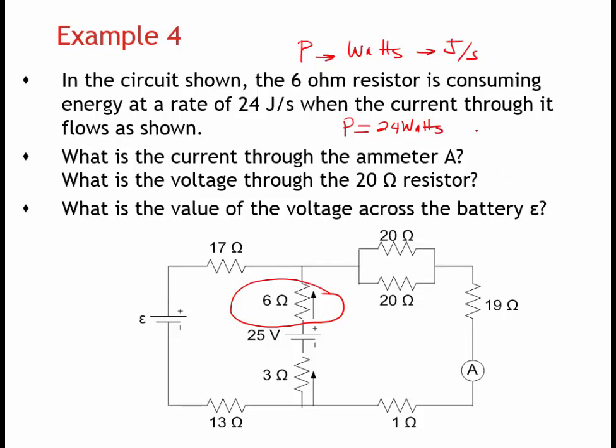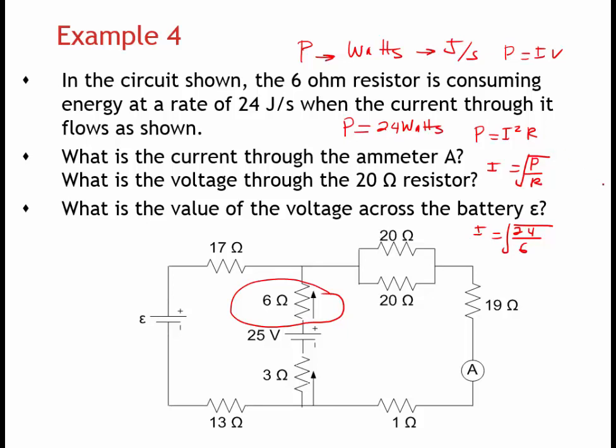Now, what do we know about power? We know that power P is equal to I squared times R, and we also know that power is equal to I times V, but since we don't know the voltage, but we know the power and the resistance, we can solve for I. So I is going to be equal to P over R, and then take the square root of that. So I is equal to 24 divided by 6, and then take the square root of that, and the current is going to be 2 amps.